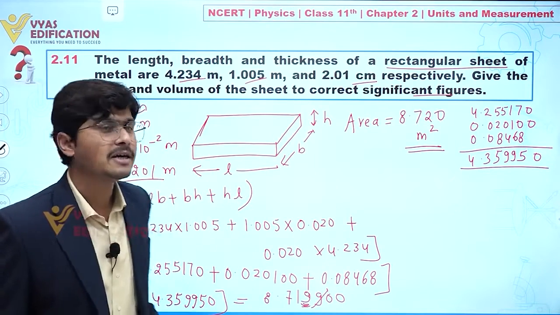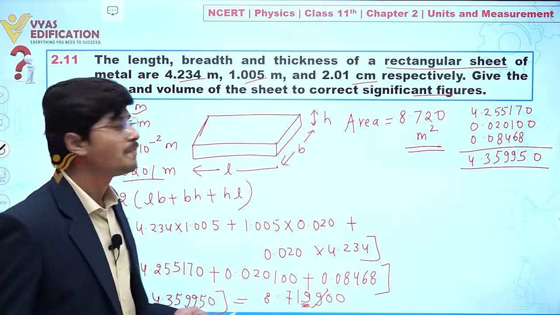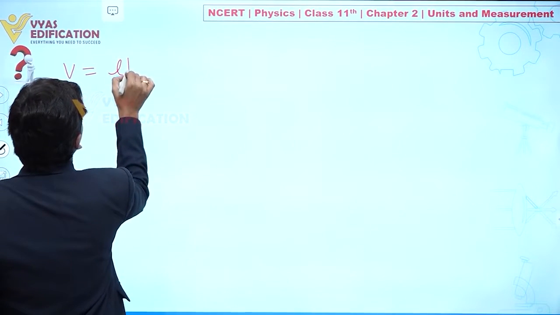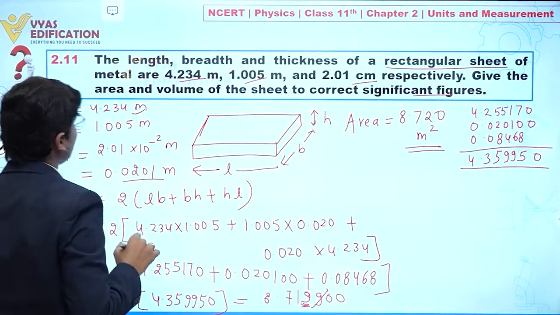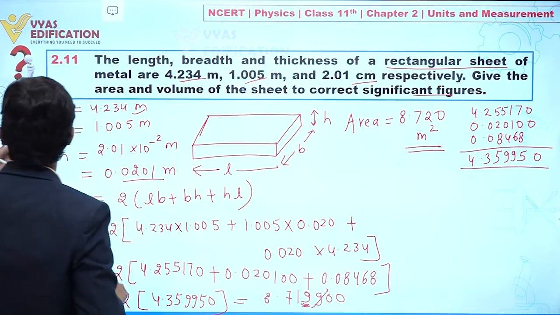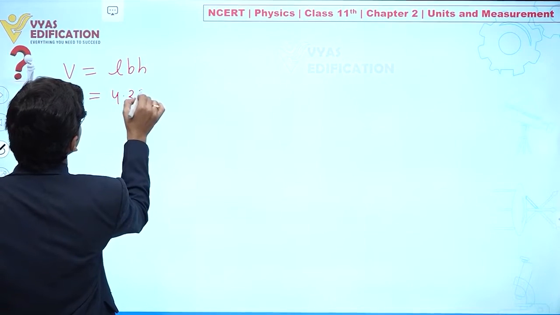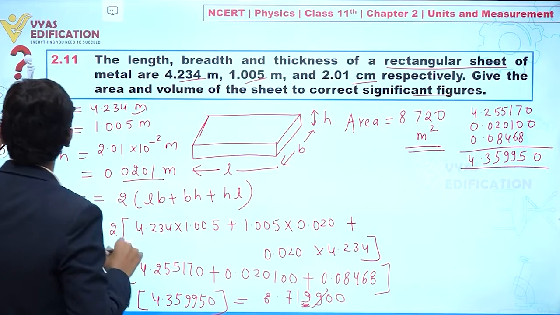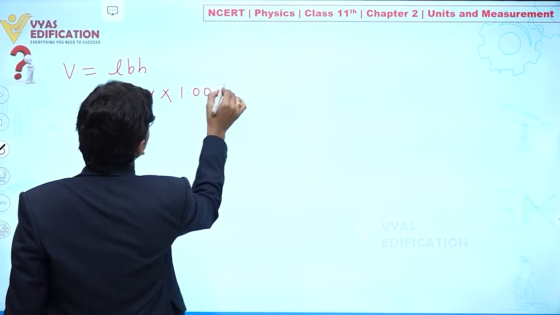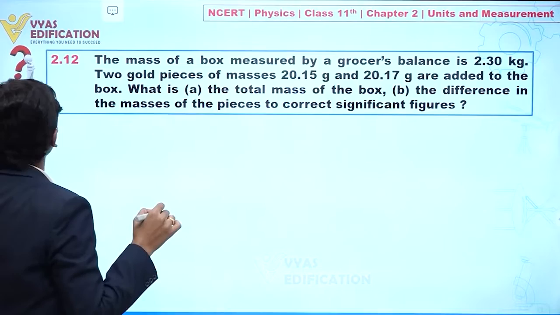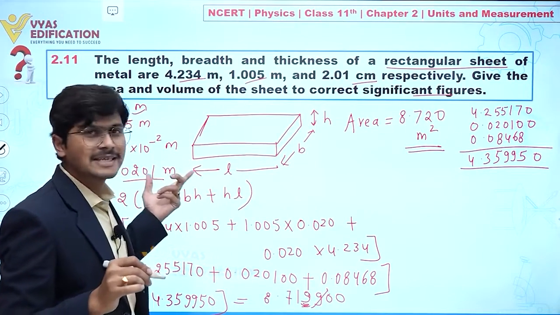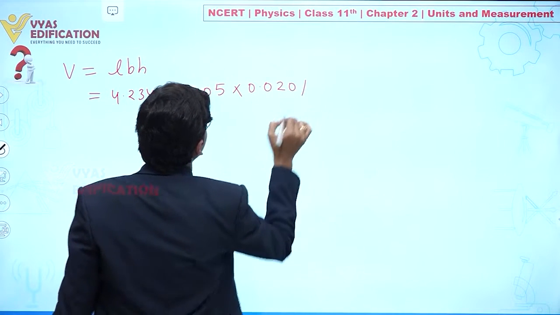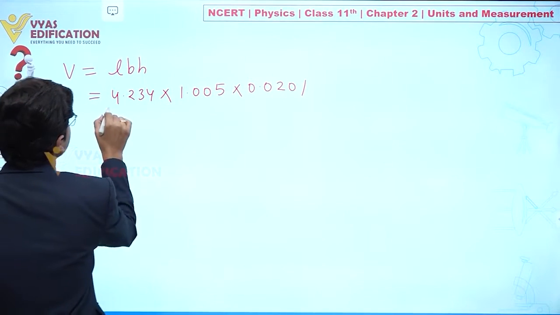Similarly we can find volume also. So concentrate here for volume. Now we know volume is given by L B H. Value of length we have 4.234, multiply, if we are talking about B it is 1.005, multiply, we can say this is 0.0201. Now just apply some intelligence.